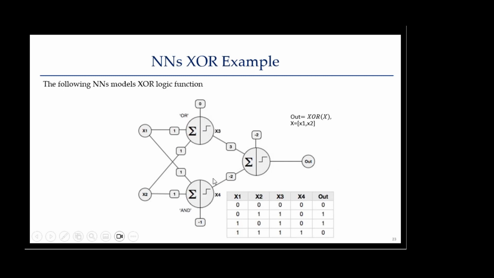If you look closely at the input, these are the weights for each connection, and these are the biases. The only difference between the OR and AND representation is actually in the bias.